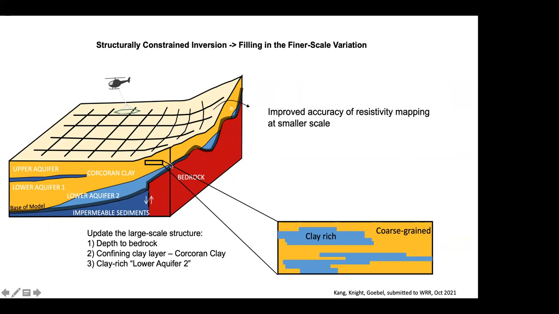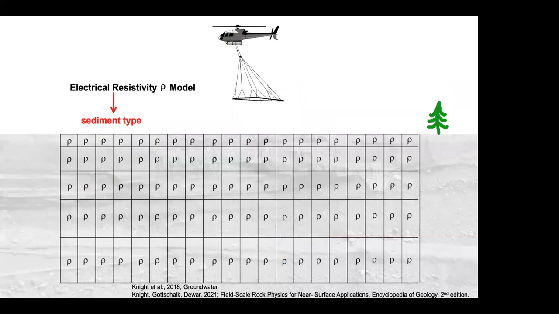It helps us better resolve the resistivity variation that we know is telling us something about where the clay is, where the coarse grain materials are. Okay, so we now have this great resistivity model. What we really want is sediment type. We want to be teasing out, where's the sand, where's the clay, where are those clay interbeds that are really responsible for our subsidence? Where's the connectivity between this coarse-grained unit and this coarse-grained unit?